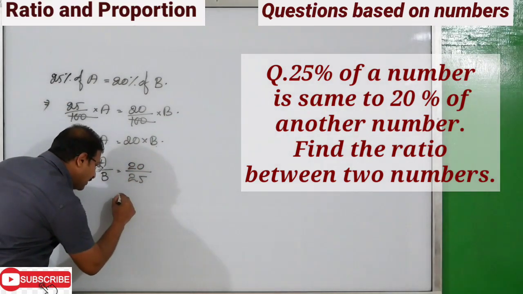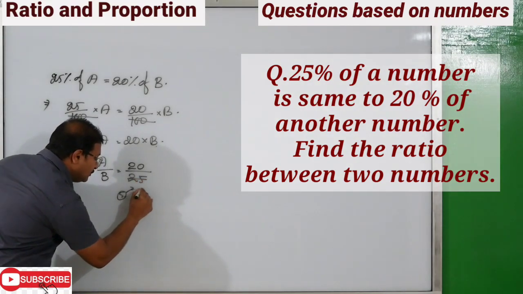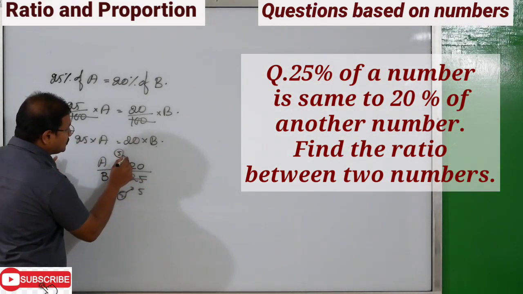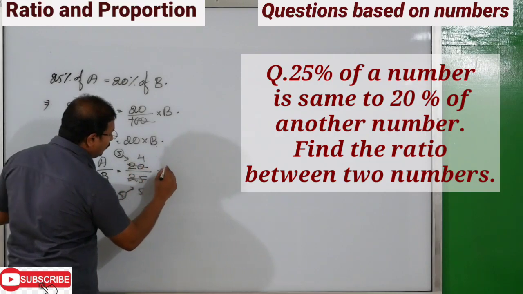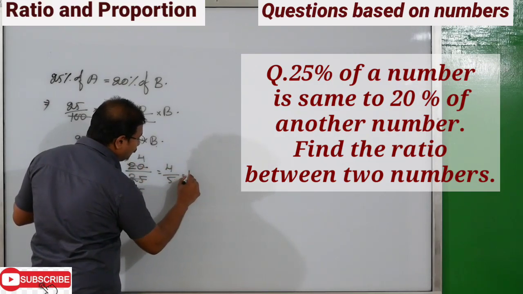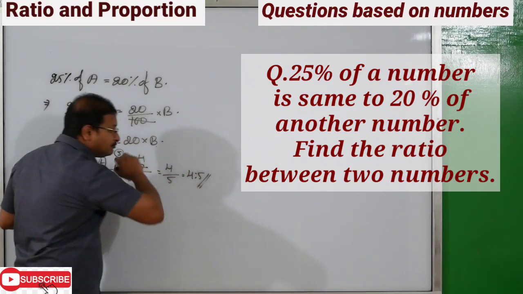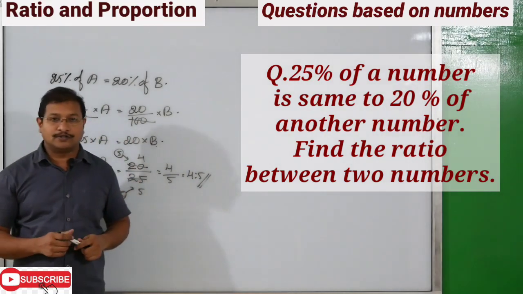Here we can cancel by 5. 5 5s are 25. 5 how many times is 20? 5 4s are 20. So we got it: 4 by 5 equals 4 is to 5. That means the answer is 4 is to 5.